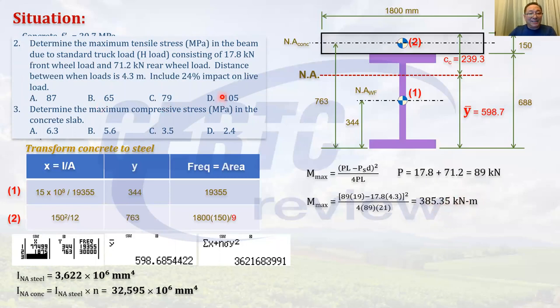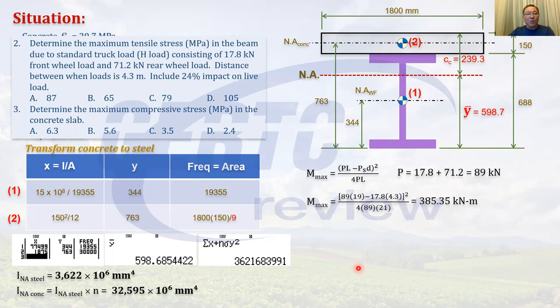So ang tanong here is the stress in steel. Remember, meron tayong impact, ha? Mamaya lang natin. Pwede mo itong i-multiply. Dagdagan mo lang ito ng impact factor, ng impact. Dagdagan mo ito ng 24%. So meaning, yan siya, plus additional 24%. So times 1.24. You can do it now or you can do it later on. No problem. You can do it anytime. Kasi linear lang naman yan siya.